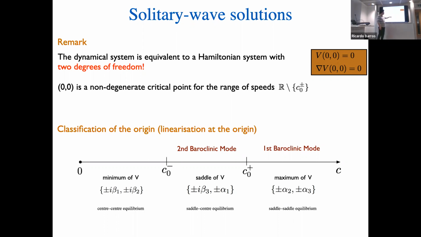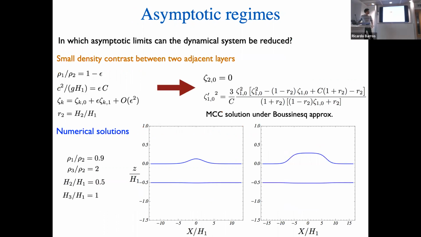Here, in the second baroclinic mode, which we are now focusing on, you have 2 real eigenvalues, a positive and a negative, and a purely imaginary, complex conjugate pair. And this is a saddle. And here, there are simply no solitary waves, only periodic orbits. So we are interested in this situation, saddle central equilibrium. And as we know, the dynamics can be very, very rich.